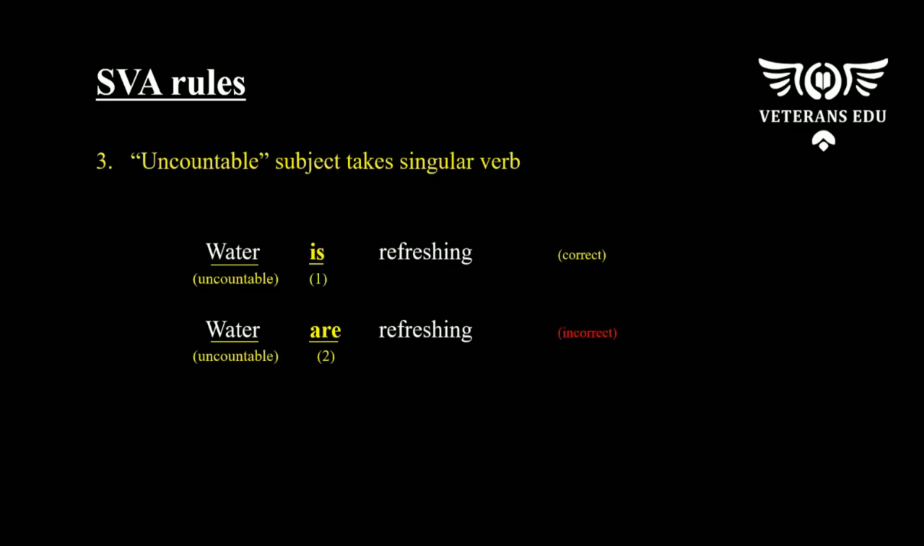Rule number 3. Uncountable subject takes singular verb. And what I mean by uncountable subject is nouns that are not countable, such as water, money, love. For example, in the sentence, water is refreshing. The subject is uncountable, thus we need a singular verb.